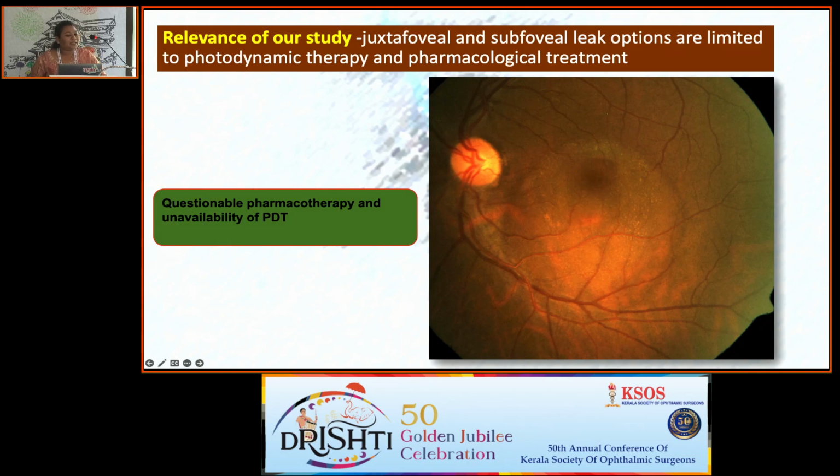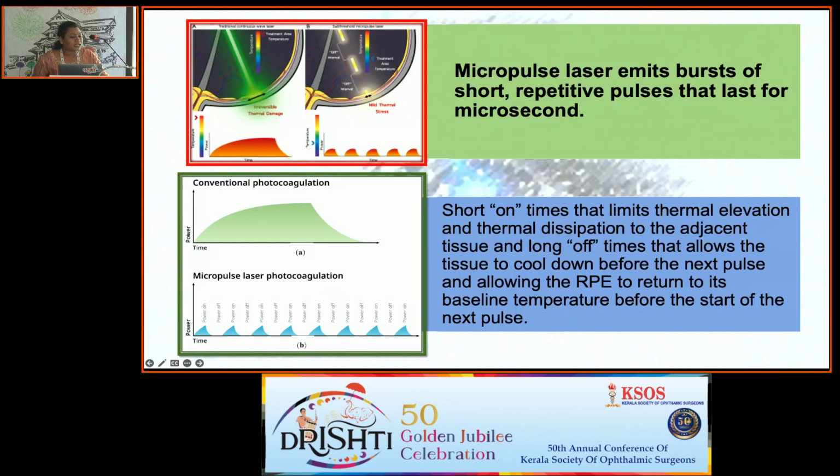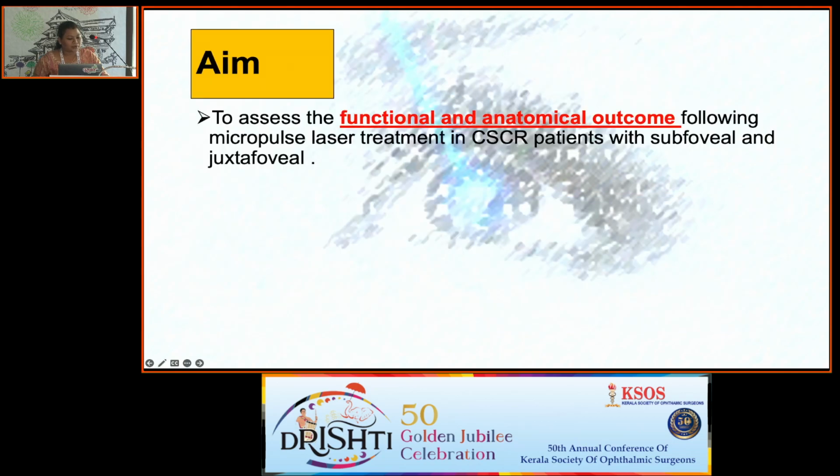For juxtafoveal and subfoveal leaks, options are limited to photodynamic therapy and pharmacological treatment. The pharmacotherapy is questionable, and with the unavailability of PDT, here comes the relevance of our study. The micropulse laser is repetitive shots of bursts that last for microseconds. There is an on time and an off time: the short on time limits thermal elevation and thermal dissipation to the adjacent tissue, and a long off time allows the tissue to cool down before the next pulse.